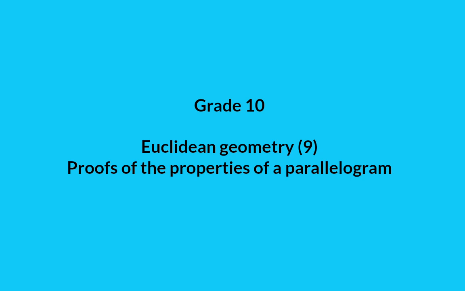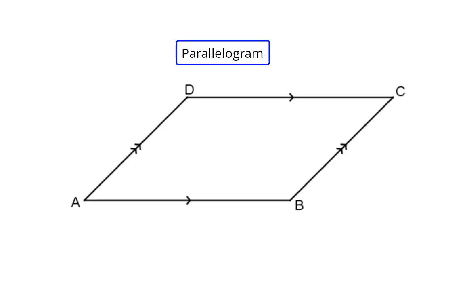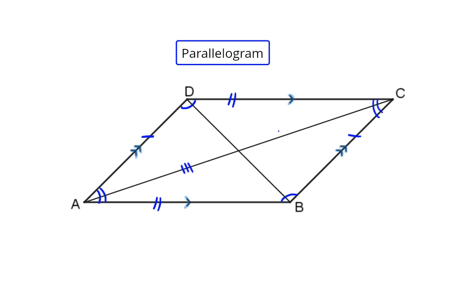In this video, we're going to have a look at the proofs of the properties of a parallelogram. In the first video on quadrilaterals, we said that the definition of a parallelogram is that it's a quadrilateral with two pairs of opposite sides that are parallel. After this, we then accepted that these sides are also equal in length, that the opposite angles are equal, and that the diagonals bisect each other.